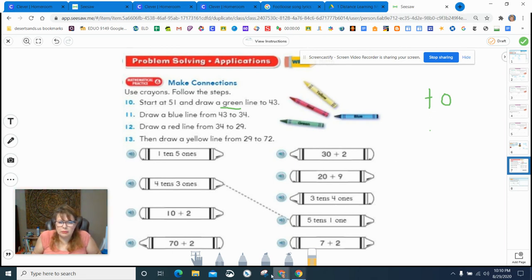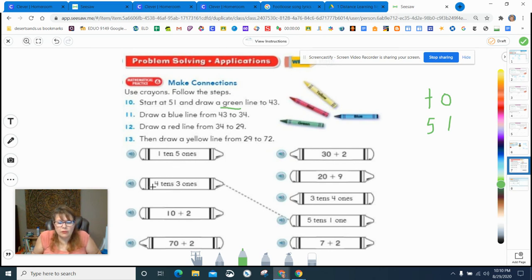3 tens. Oh, I need to grab my pen. 3 tens and 4 ones. Is that 51? Nope. Now I have 5 tens and 1 one. 5 tens. Oh, I need to grab my pen. 5 tens and 1 one. Oh, that's 51. So they said use the green and go to 43.